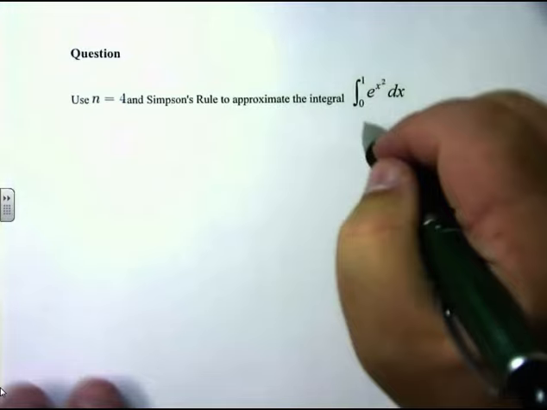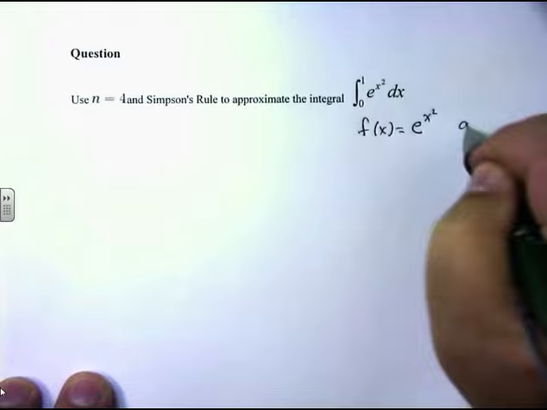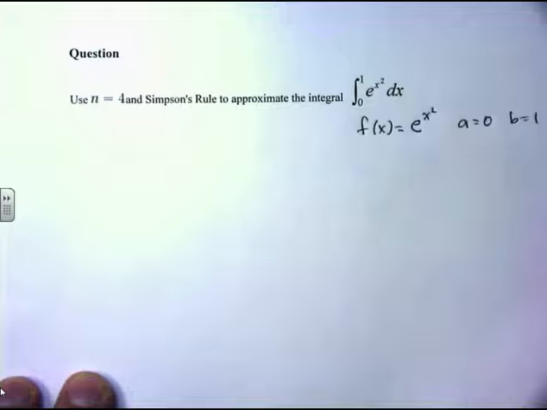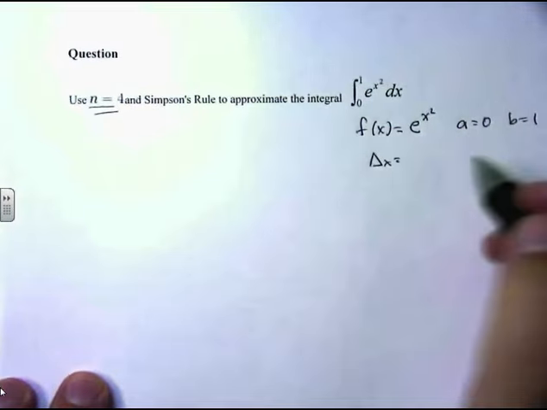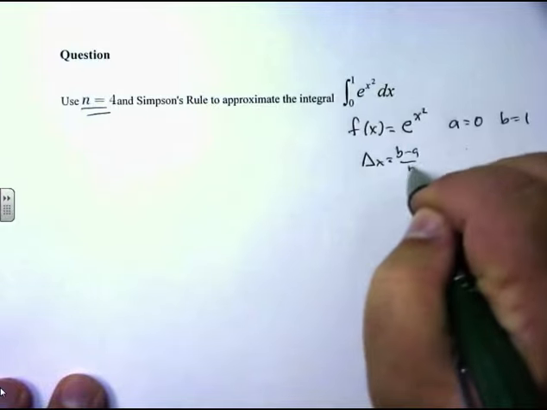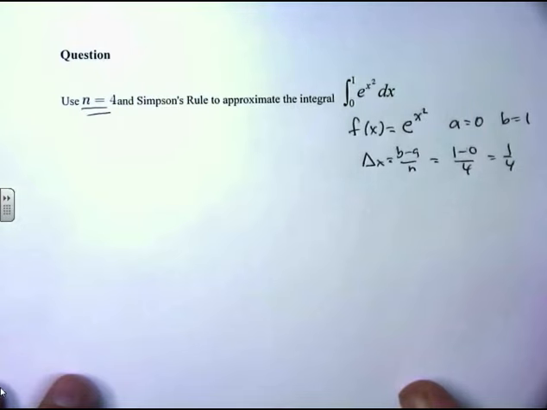So my function f of x is equal to e to the x squared. My a is equal to 0. My b is equal to 1. And n equals 4, which makes delta x, by formula, b minus a over n. That'll be 1 minus 0 divided by 4, or 1/4.